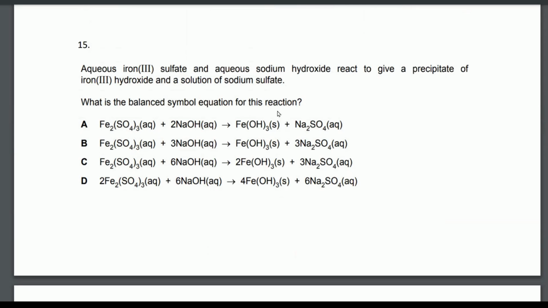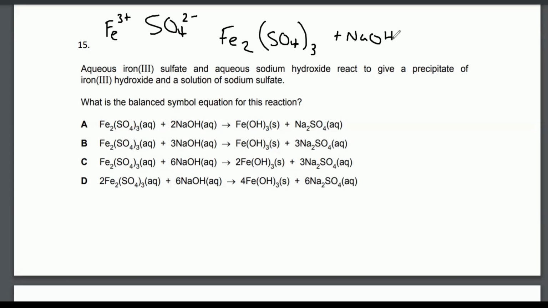15. Aqueous iron 3 sulfate and aqueous sodium hydroxide react to give a precipitate of iron 3 hydroxide and a solution of sodium sulfate. What is the balanced equation for this reaction? Often with these reactions, they'll write the formulas wrong. So let's just check the formulas. Iron sulfate is Fe2(SO4)3. Yes, they've done the formulas right for all of those. Sodium hydroxide is NaOH, and they've done the formula right for all of those. So we're not going to get any cheat mode here. Fe(OH)3, yep, they put that for the iron 3 hydroxide. And then sodium sulfate is Na2SO4, and they've got that right for all of them.